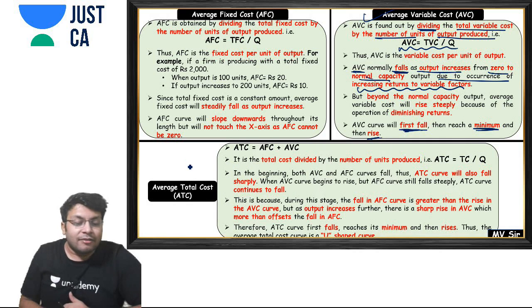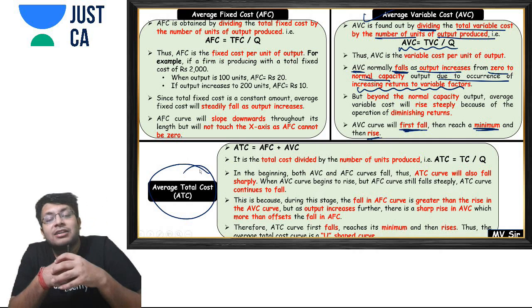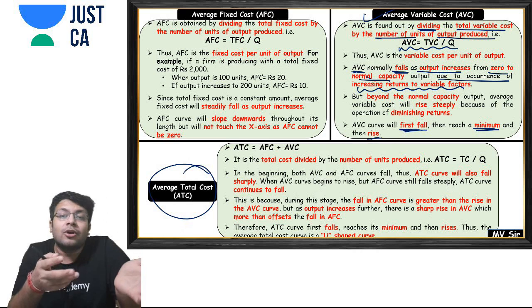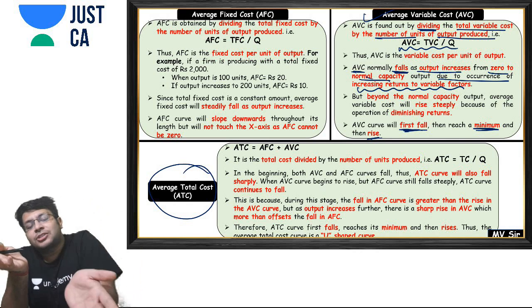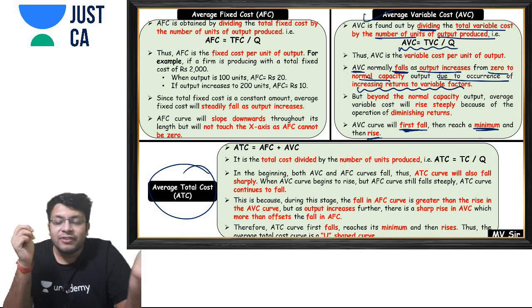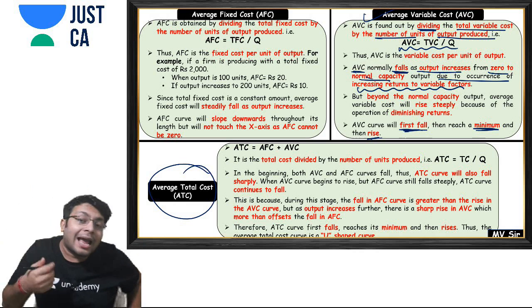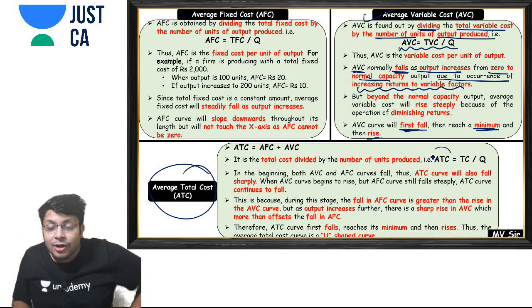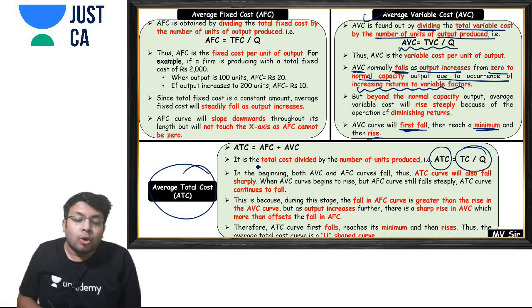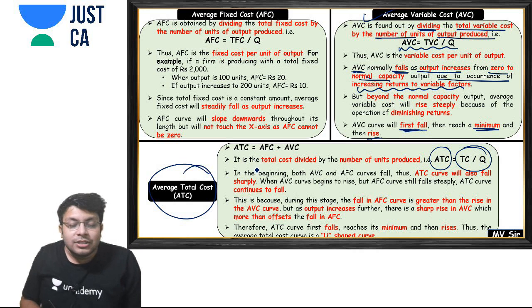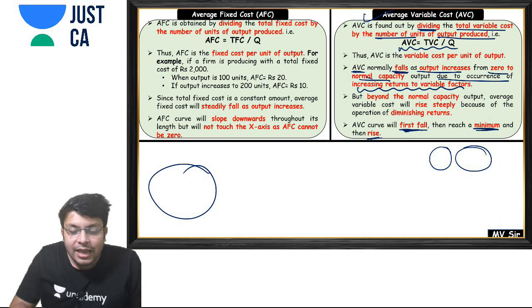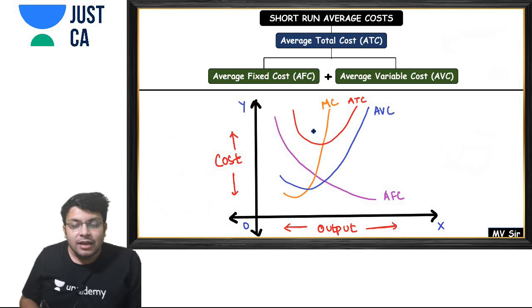Then next is, my friends, average total cost. How will I get average total cost? Average total cost is average fixed cost plus average variable cost. Or I can also calculate it as total cost upon Q. So again, what will happen with the average total cost curve? Your average total cost curve is a U-shaped curve.